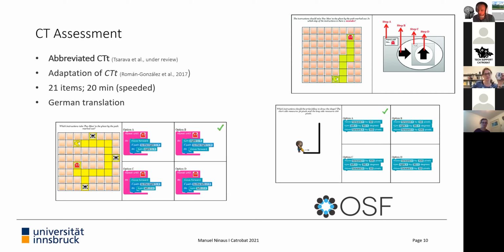Similar to the original CTT, we assessed the 7 different concepts of CT that I presented earlier. In general, I don't think I need to go into detail on how the CTT works. Many of us are working with it, but just as a reminder, the test items are usually presented in the form of a Pac-Man maze or an artist's canvas, and we need to respond to certain items there. So, CT assessment done.